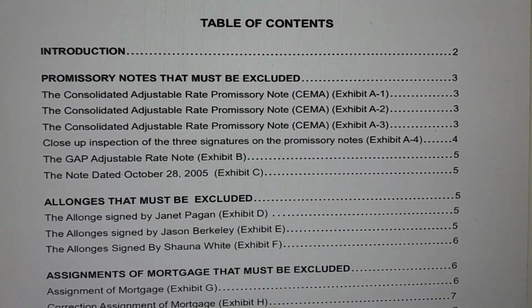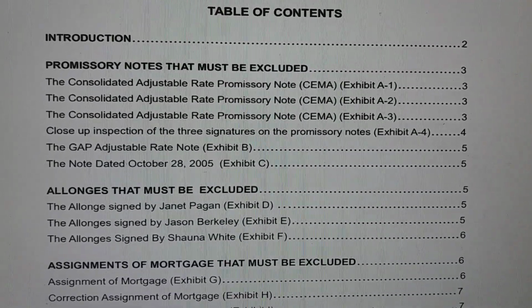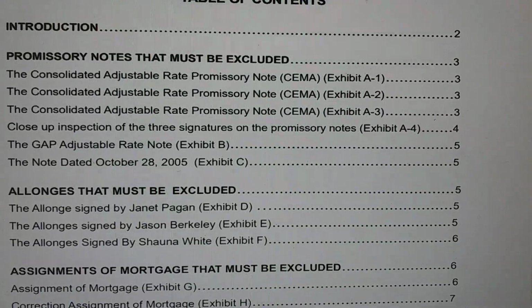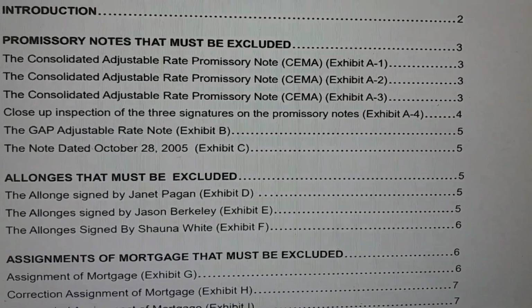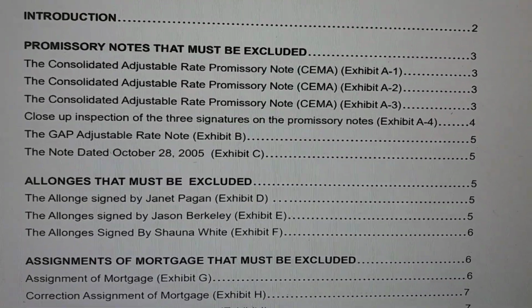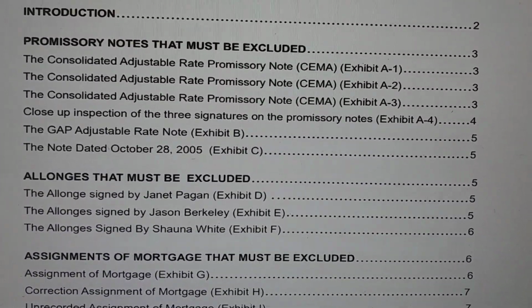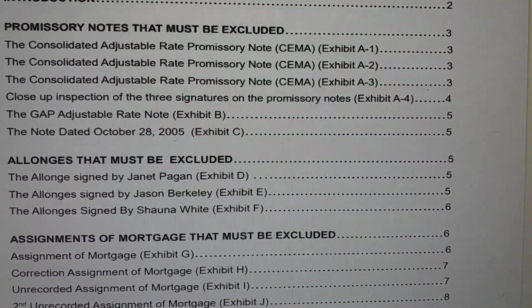Promissory notes, and you can see there's lots of them. There's 3 different SEMA notes, A1, A2, and A3. A close-up inspection of the 3 signatures of the promissory notes is A4. The gap adjustable rate note, Exhibit B. The note dated October 28th of 05, Exhibit C.